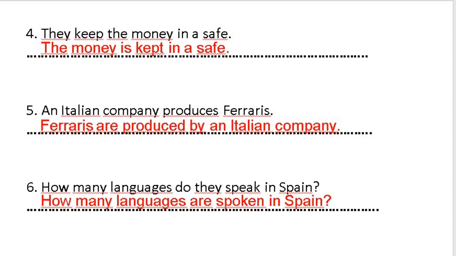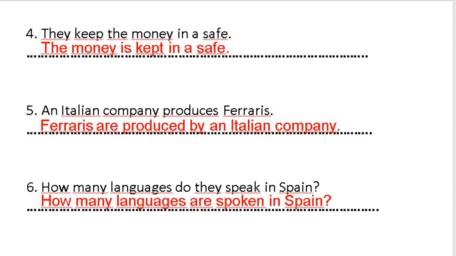Five, an Italian company produces Ferrari. Who produces Ferrari? An Italian company. An Italian company is the subject of our sentence. Okay, what does it produce? It produces Ferrari. So Ferrari is the object of our sentence. Now we have to put it at the beginning. Ferraris, be careful because it's plural. Ferraris are produced by an Italian company. That's the passive form of our sentence.